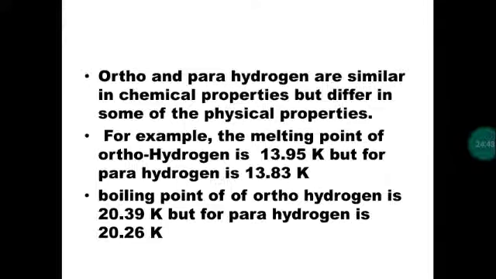Then what about the properties of these two molecules? Ortho and parahydrogen will have the same chemical property but a very slight difference in physical property. For example, melting point and boiling point can be discussed. Orthohydrogen has melting point 13.95 Kelvin, but for parahydrogen 13.83 Kelvin. Boiling point of orthohydrogen 20.39 Kelvin, but for parahydrogen 20.26 Kelvin.